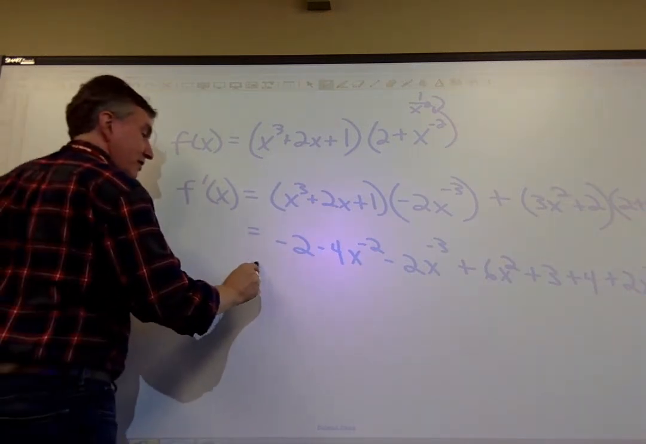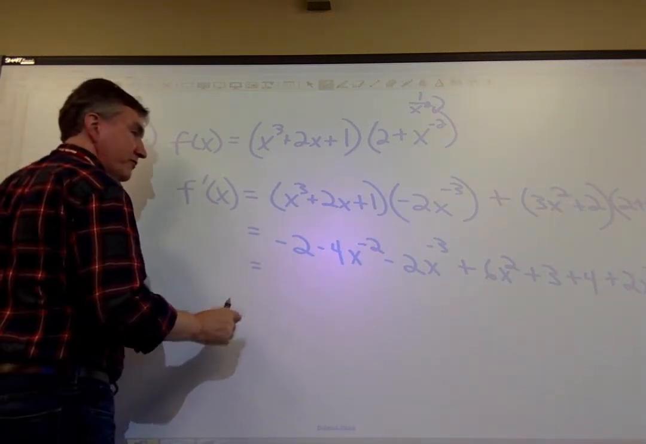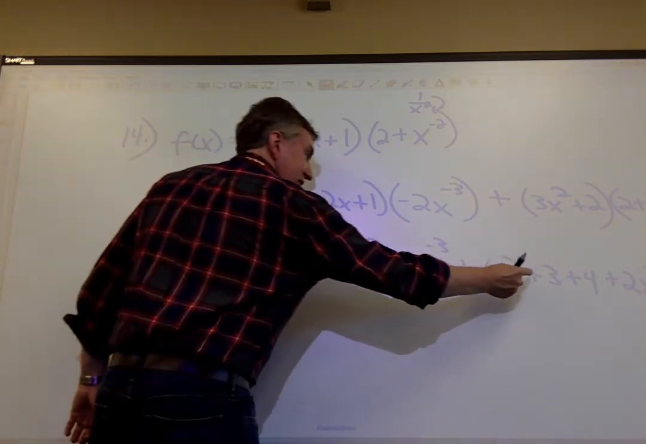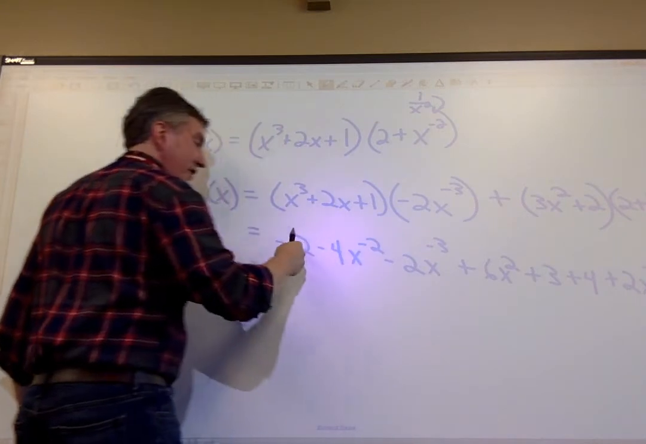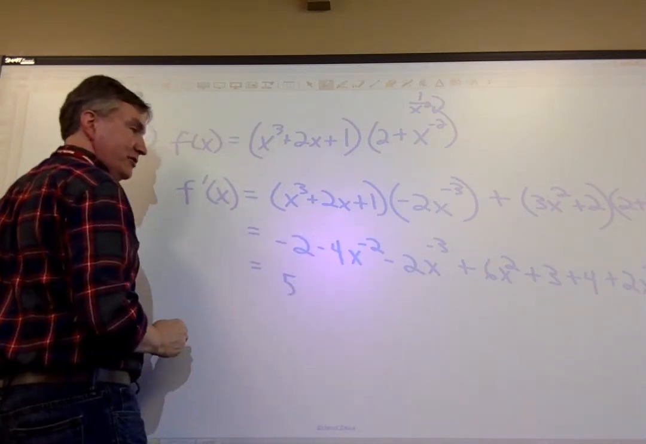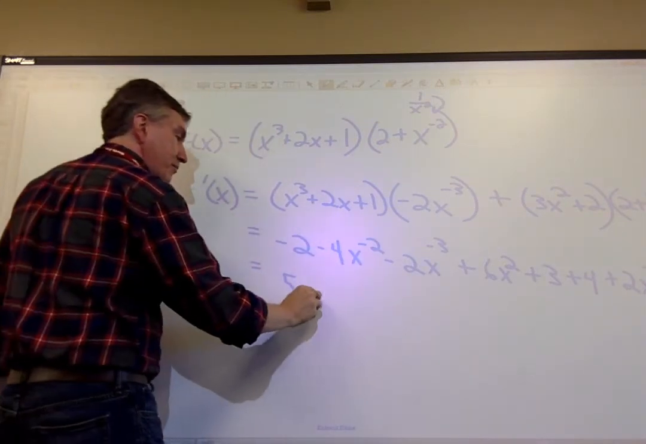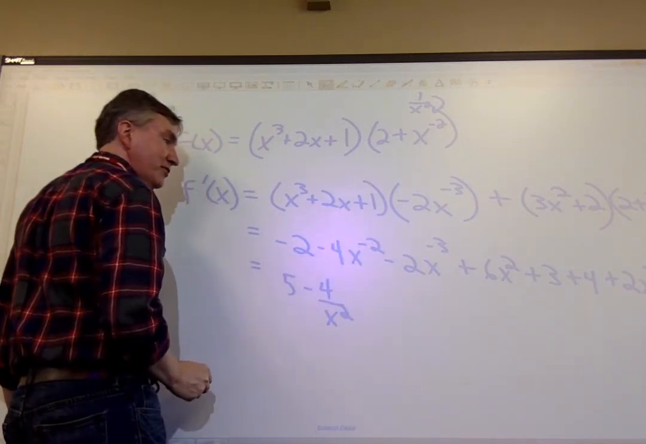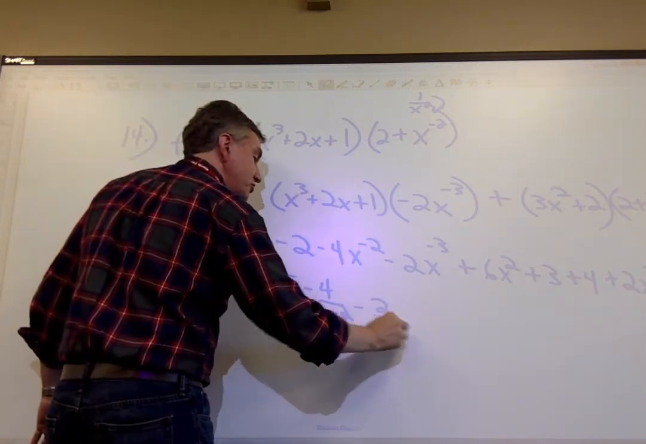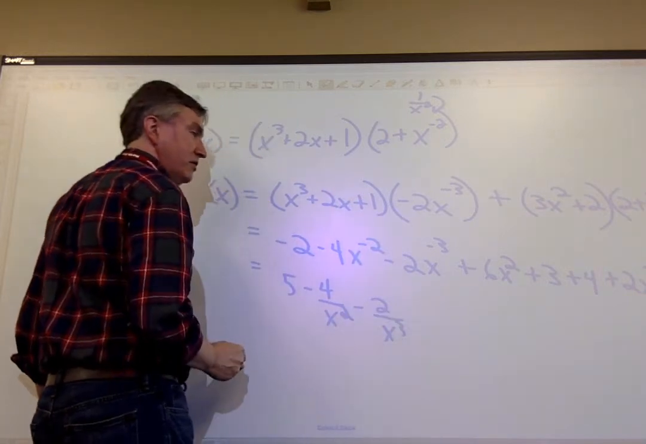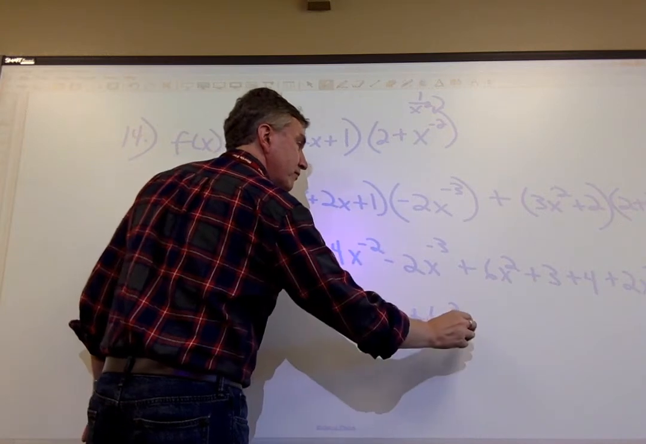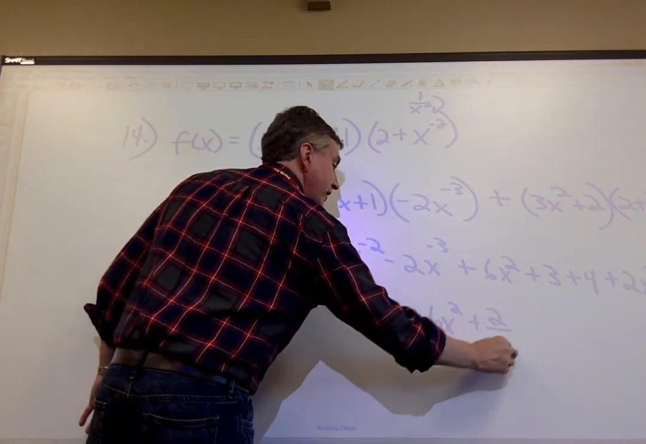Unfortunately, once again, we're sort of stuck with simplifying. Would you say that 3 plus 4 is 7, minus 2 is 5? Does that sound good? Minus 4 over x squared, if I drop that negative exponent back down, minus 2 over x cubed, plus 6x squared, plus 2 over x squared.